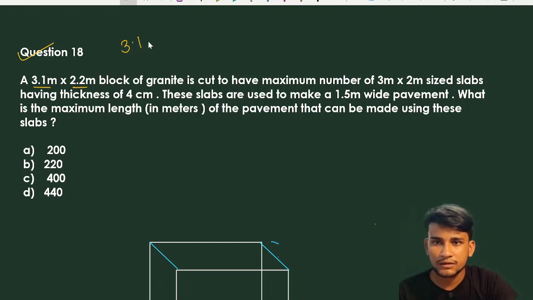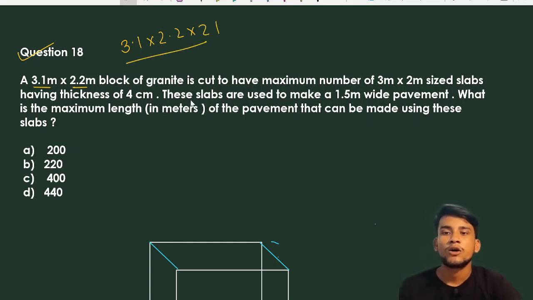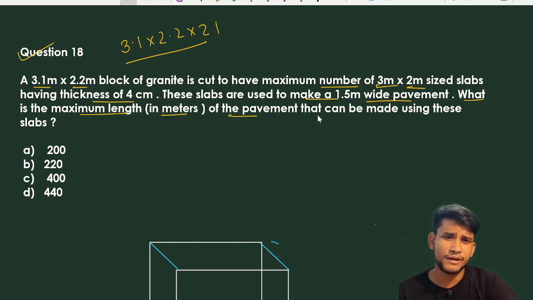3.1 meter into 2.2 into 2.1 meter block of granite is cut to have the maximum number of 3 m into 2 m size of slabs having a thickness of 4 centimeter. These slabs are used to make a 1.5 meter wide pavement. Okay, so what is the maximum length in meters of the pavement that can be made using these slabs?